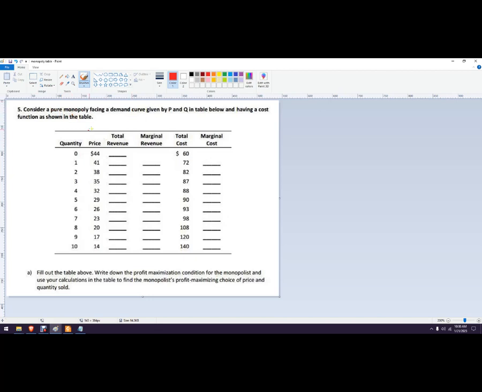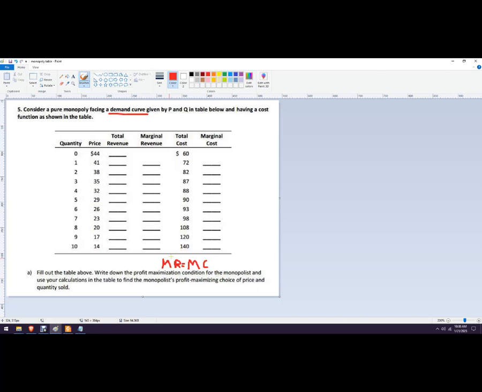Facing a demand curve, so the demand function you should be used to is this quantity and price combination together. And then the cost function is over here, with the quantity that goes with it. So let's calculate this. It says write down the profit maximizing condition. That's where MR equals MC.